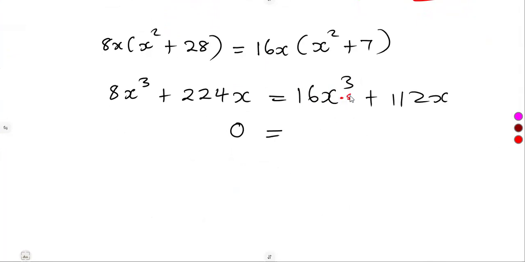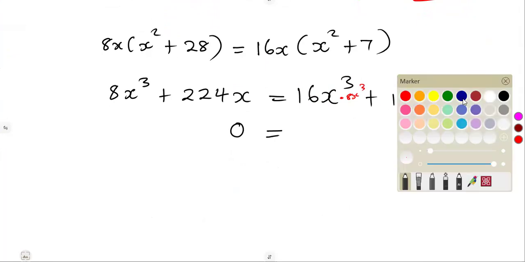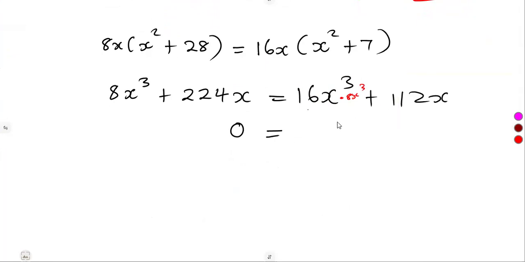As it is a positive, it's going to be a negative. So that's 16 minus 8, which is 8, x to the exponent of 3. These are also like terms. We've got x and x. So take this to the other side. It was going to be a negative again. So 112 minus 224 is minus 112.